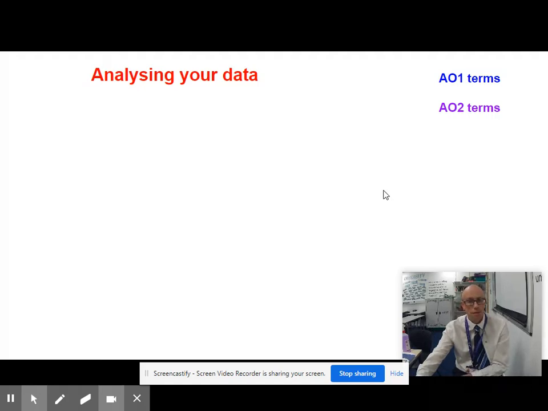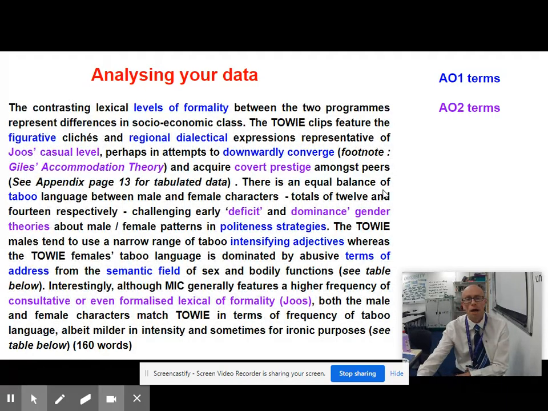So let's look at an example of a paragraph. This is a student who is comparing two reality TV shows, The Only Way Is Essex compared with Made in Chelsea, and what she's interested in is how the males and females of both of those reality TV shows use language perhaps in different ways. Look at her topic sentence here: the contrasting levels of formality between the two programs represent differences in socio-economic class.